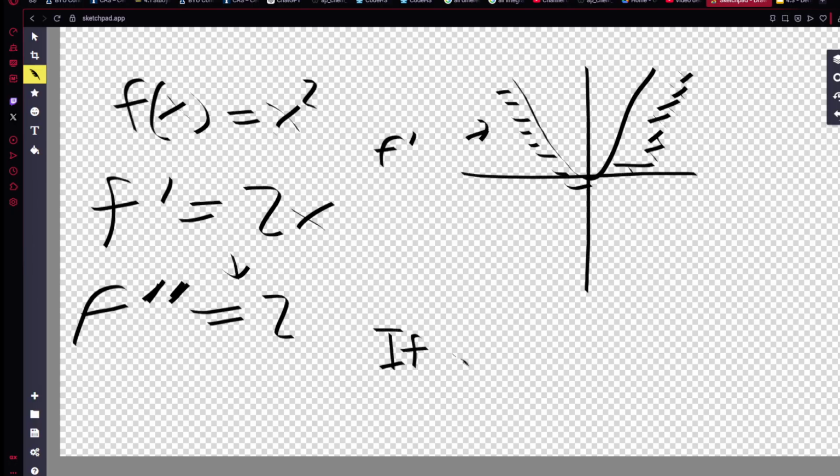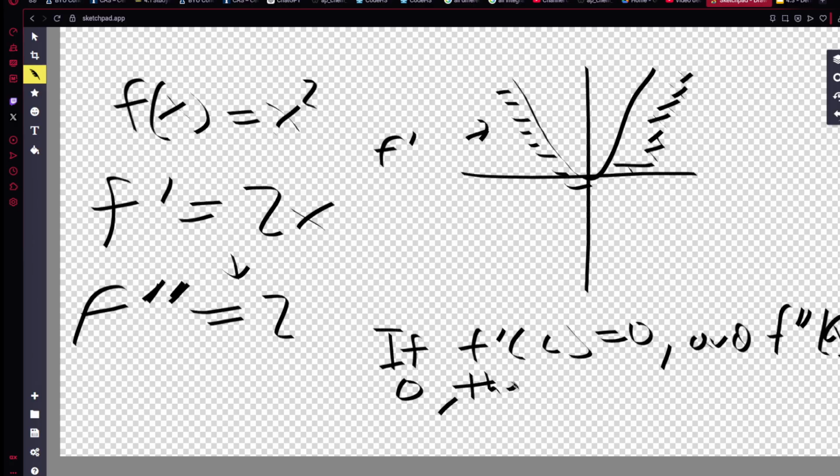Well, we can use Fermat's theorem, which states that if f prime of c equals 0, and so we have two conditions here, two Boolean conditions, and f double prime of c is greater than 0, which basically means that the slope is changing positively at that point, then it's a minimum. And that's logical because the slope must be changing from a negative to a positive slope, meaning that it must hit 0 right here, where the slope or horizontal tangent is 0.